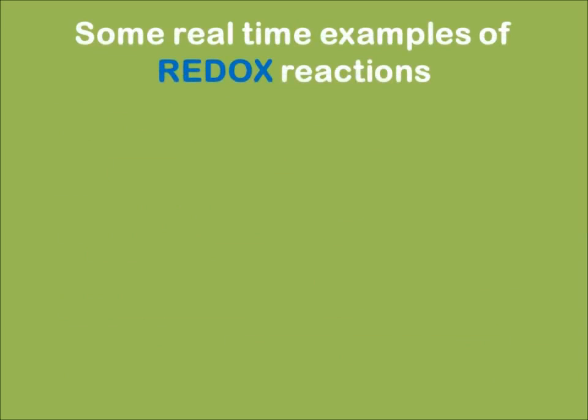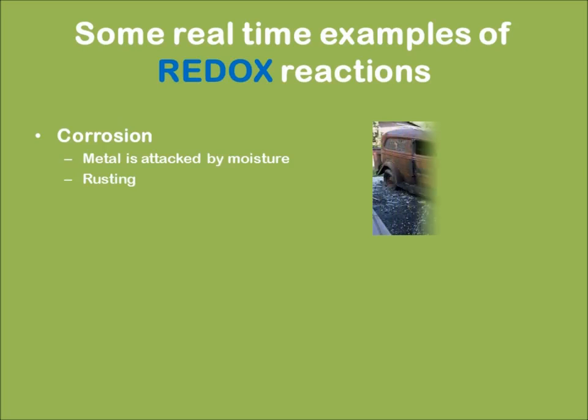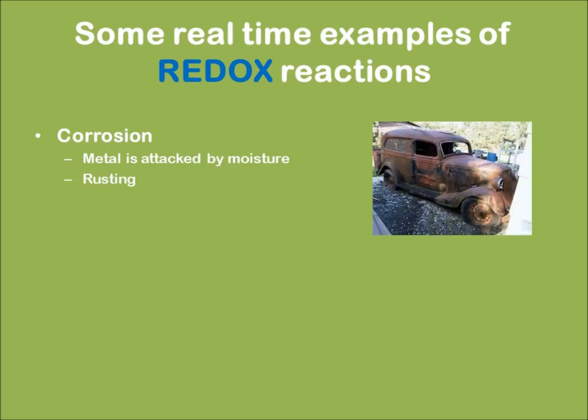Now let's discuss some real-time examples of a redox reaction. The very popular example is corrosion, in which a metal is usually attacked by moisture. An example of corrosion is rusting, where the bodies of cars get damaged. Another popular example is the rusting of railway bridges near the rivers.